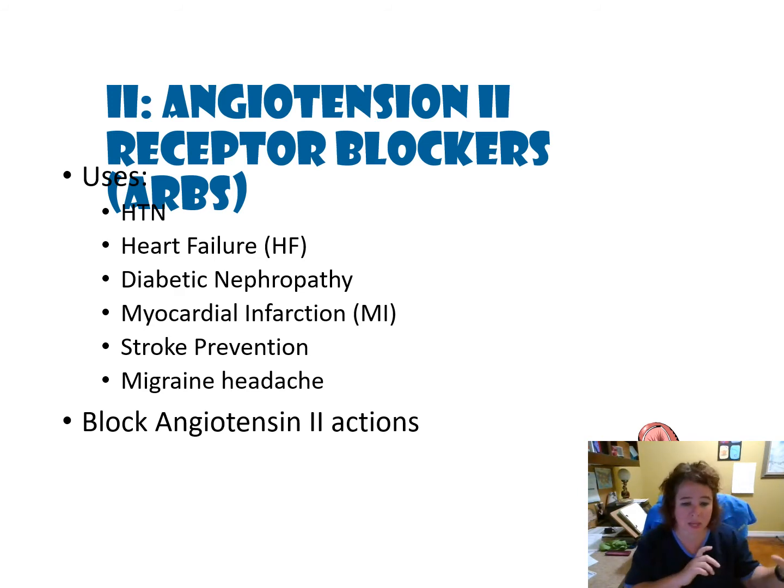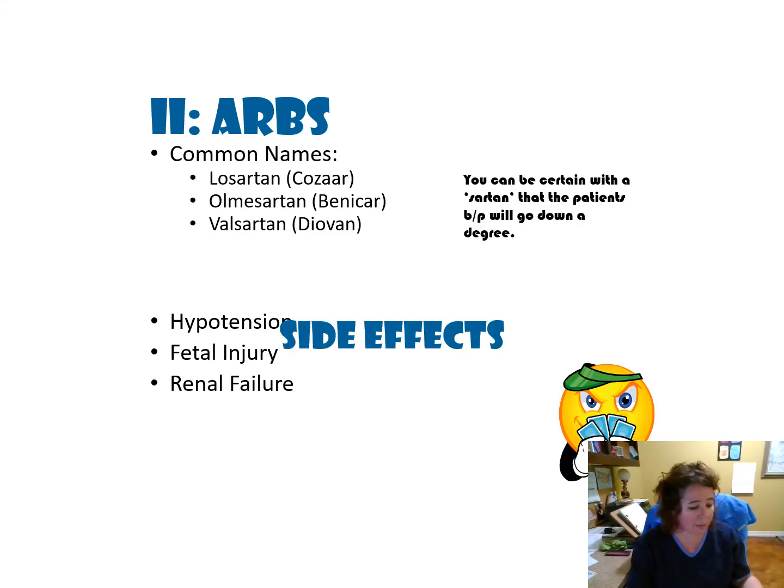Kind of like what we saw in the diuretic therapy where they're working in different parts of the kidney, this is working in a different part of the pathophysiology of the renin system. You can see its uses there, and it has a really good chance of not causing the patient to have that hacky, dry cough. So if an ACE inhibitor causes them to have that little dry, irritating cough, sometimes an ARB will prevent that from happening altogether. So here's the common names for this.